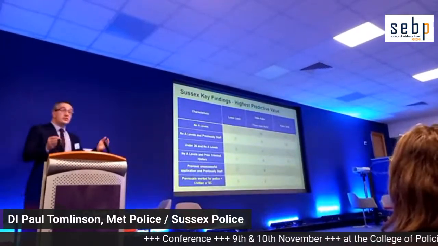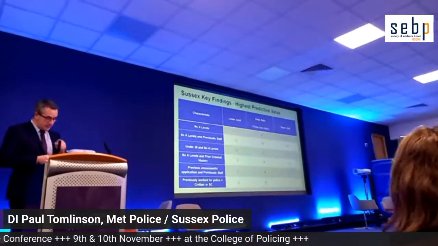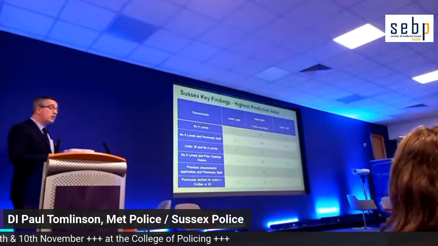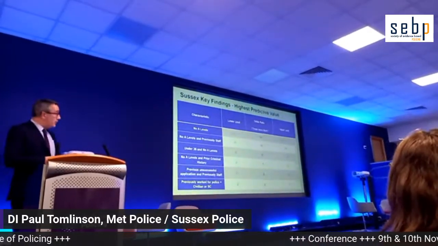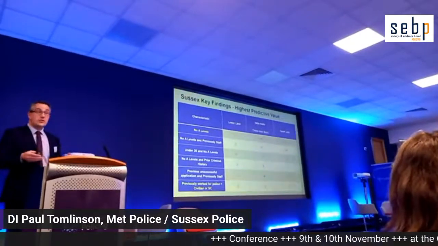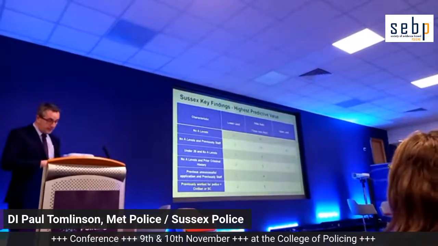This graph now has just those top 6 characteristics. These are the ones that were found to be most predictive in the Sussex research. And these are really quite clear and quite compelling around what they're telling us. They are the most effective predictors in the Sussex research of individuals who are more likely to commit acts of gross misconduct in the future.